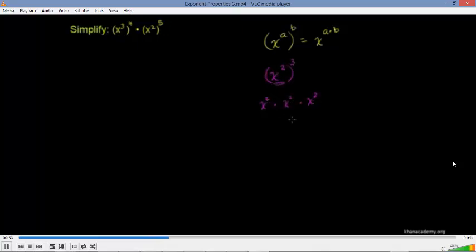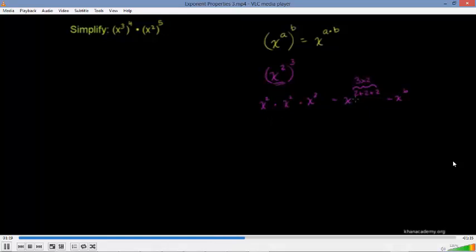Now what does this mean over here? Well, there's a couple of ways to do it. You could just say, look, I have the same base, I'm taking the product, I can just add the exponent. So this is going to be equal to x to the 2 plus 2 plus 2 power, or essentially x to the 3 times 2. This right here is just 3 times 2. So we get x to the 6th power.